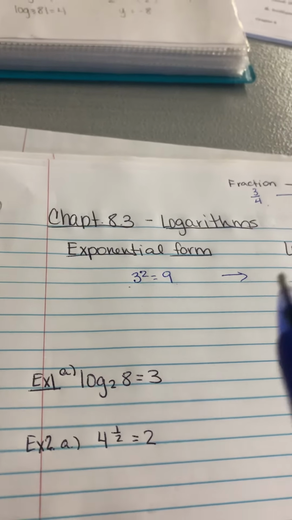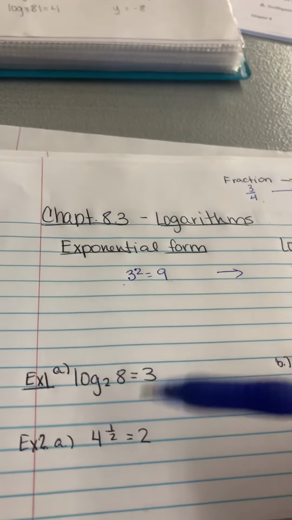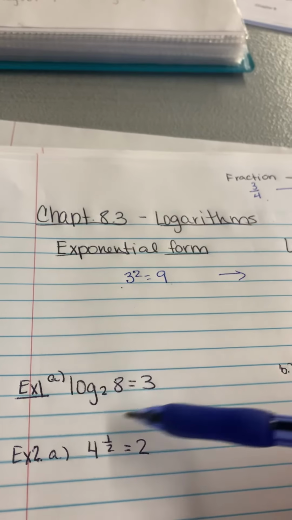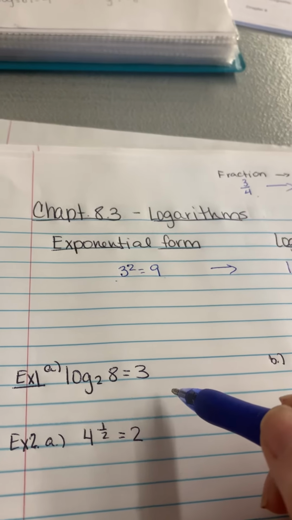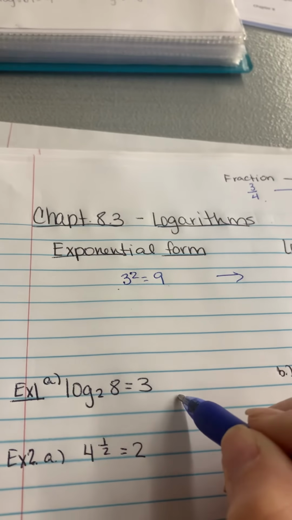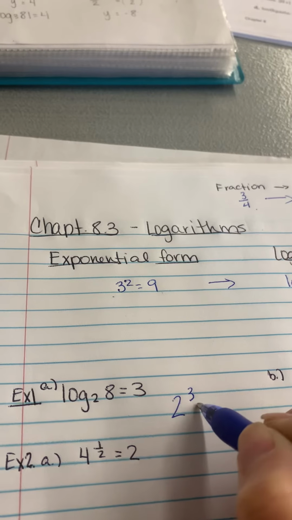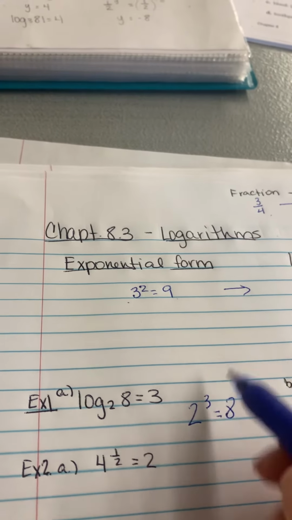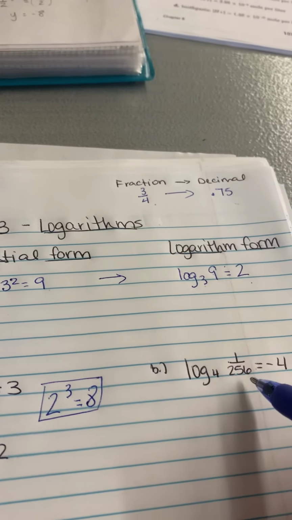Now the first set of problems that the book is going to ask you to do is to change it from logarithmic form to exponential form and vice versa. So for example number 1, it's in log form, so we're going to change it to exponential form. What is my base? It is 2. What is my exponent? 3 equals 8. There's my answer.